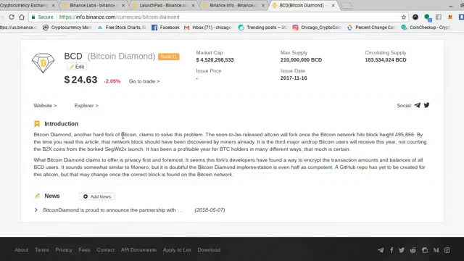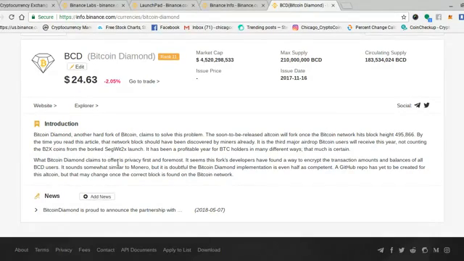Bitcoin Diamond, another hard fork of Bitcoin, claims to solve this problem. The soon to be released altcoin fork, once the Bitcoin network hits block height 495,866. By the time you read this article, this network block should have been discovered by miners already. It is the third major airdrop Bitcoin users will receive this year, not counting the B2X coins from the Segwit 2X fork launch. It has been a profitable year for BTC holders in many different ways, that much is certain.